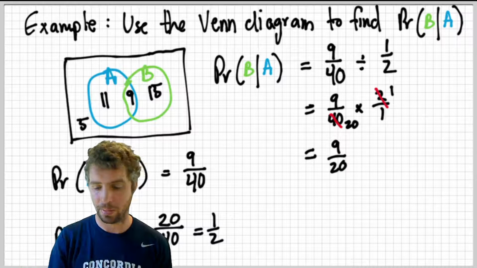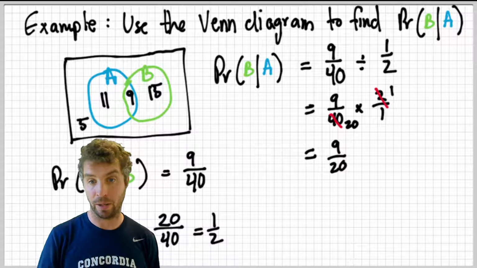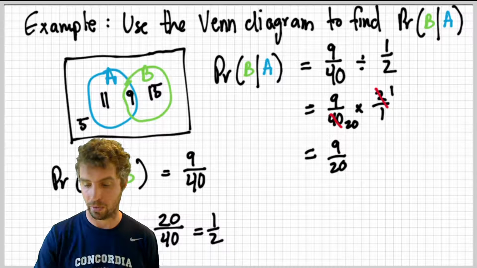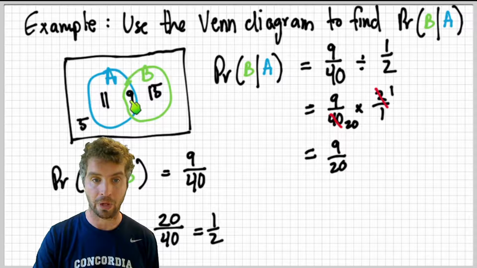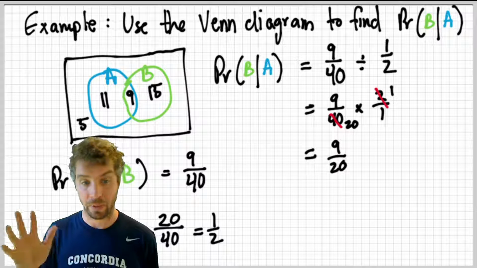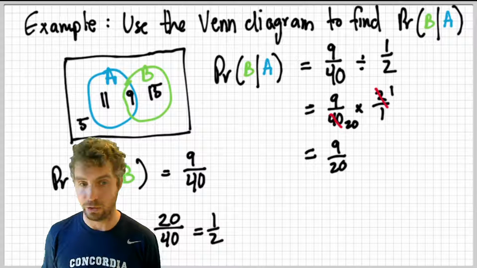So you don't probably need to go through so much writing stuff down as what I did here before and do the whole division of fractions and stuff like that. You can just say, well, look, it's 9 out of the 20 in A, and that's a little bit quicker, but it works either way. And if you just like following formulas, then go for your life and enjoy.